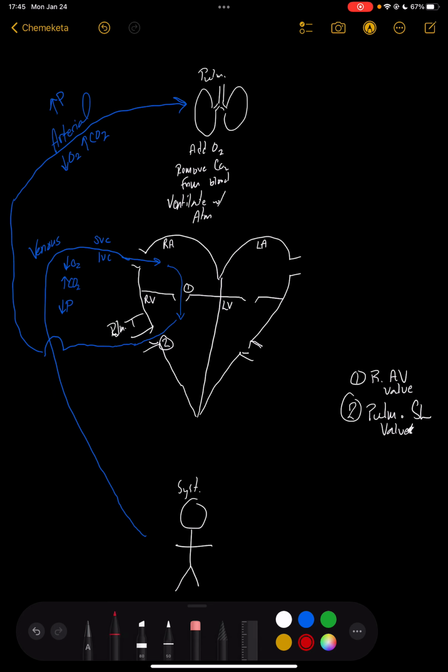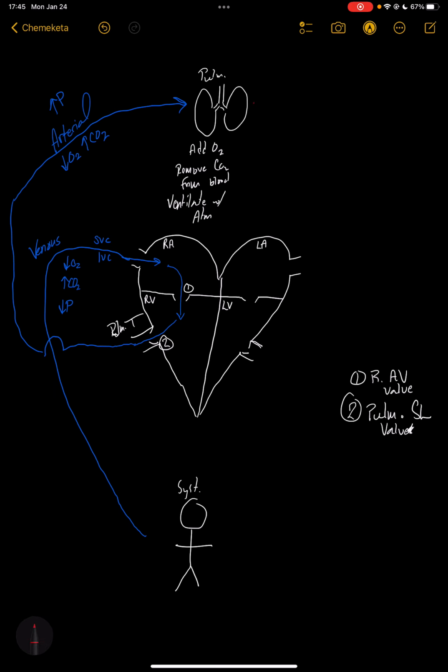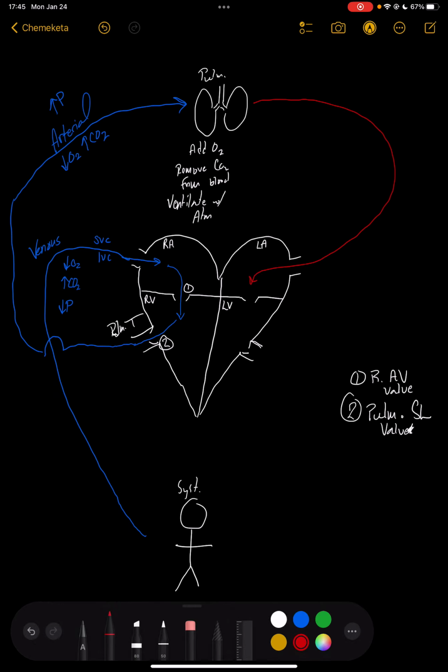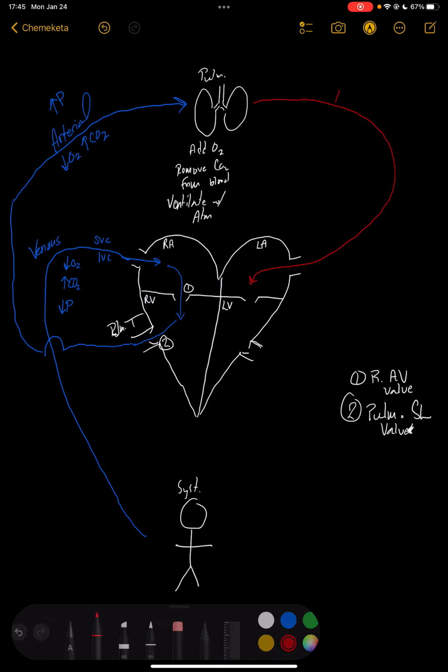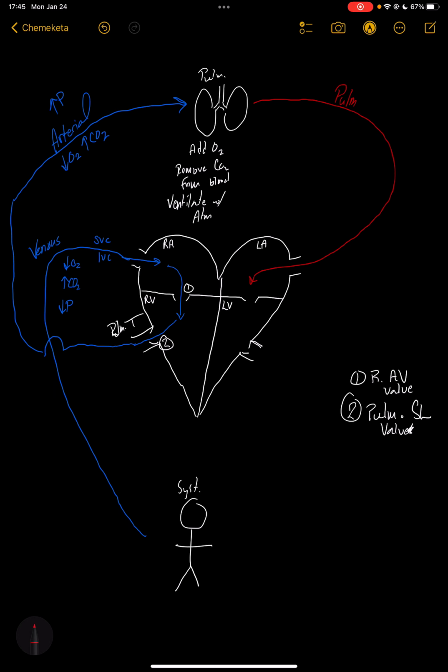Now, because we added O2, that changed the color of blood because of how hemoglobin works to bright red. And that bright red blood is going to go back to the left side of the heart. And it does so by entering what we call our pulmonary veins. These are veins, so they are low in pressure. However, they are coming from the lungs, so they are high in oxygen and low in carbon dioxide.